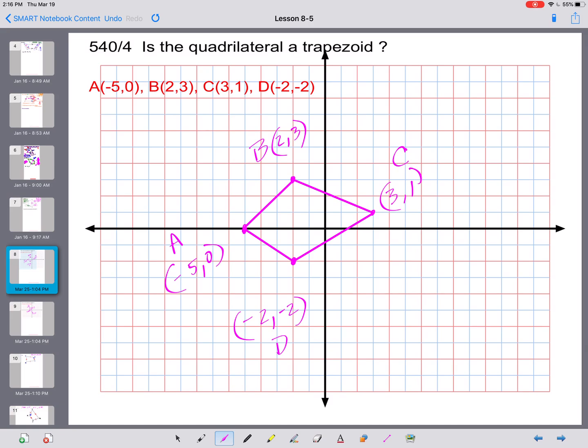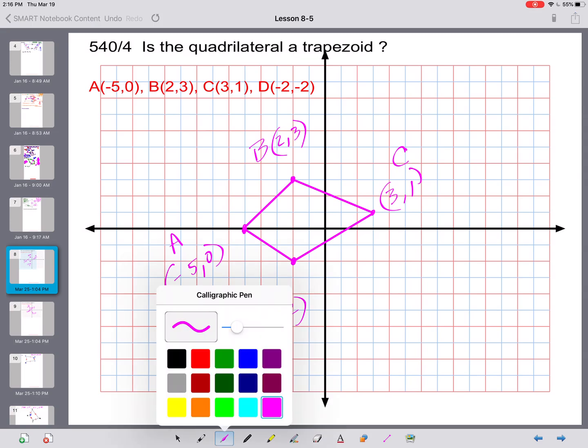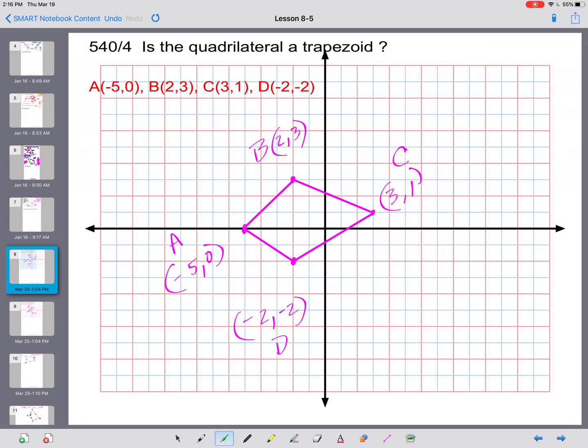We look at their slopes. If they have the same slopes, they're parallel. Let's work on it. Here we go. Between B and C, let's do the slope: change in Y over change in X. Okay, here it is. Y's: 3 minus 1. X's: 2 minus 3.